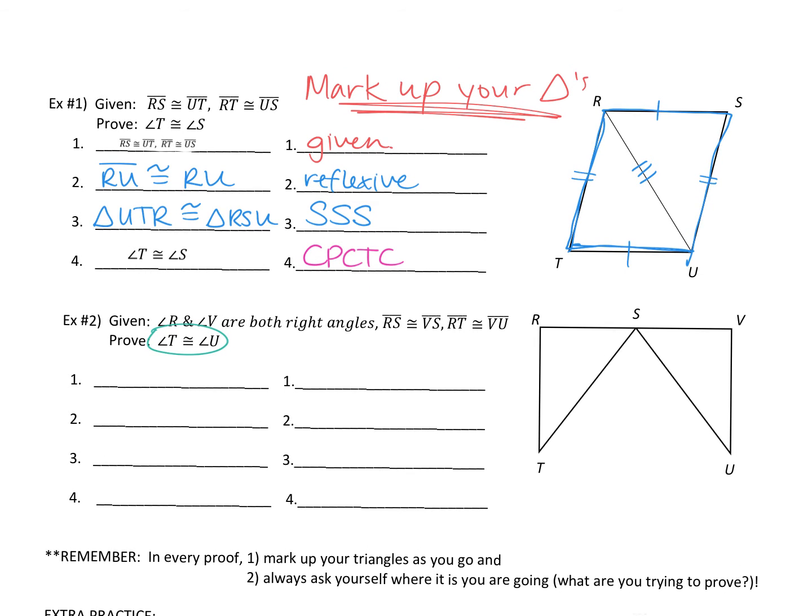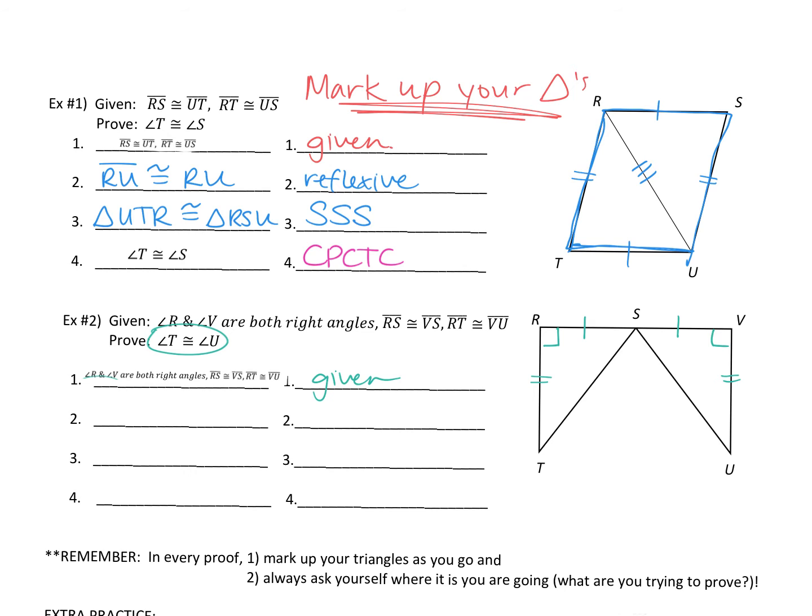We have all this information that is our given. I'm going to shrink it way down. So step 1, we say is given. Now mark what you know. So it says angle R and angle V are right angles, so put boxes there for right angles. It says RS is congruent to VS. And it says RT, double mark there, is congruent to VU, double mark there.